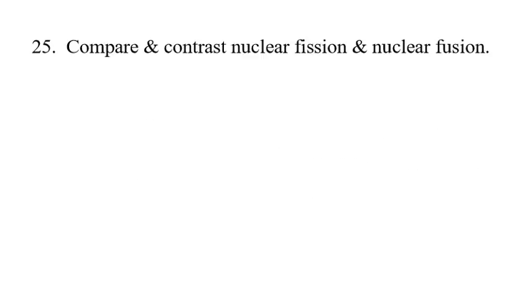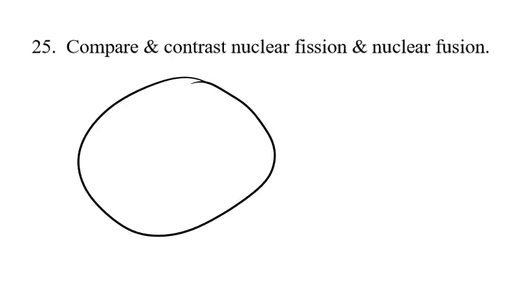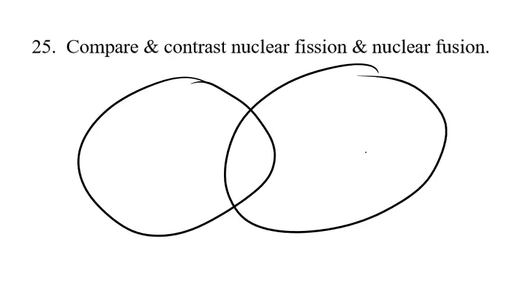Question 25. Nuclear fission and fusion. Compare and contrast. We can do a Venn diagram. All right. What's the same about them? What we're comparing here is that these happen in the nucleus.